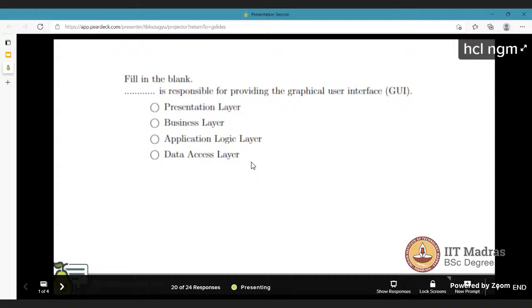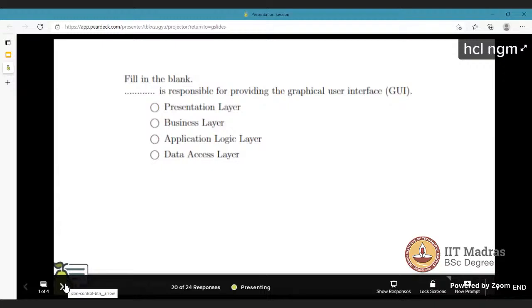And the data access layer. When that layer will handle the data, I mean, saving data and retrieving data from there. That's correct. Okay, then, sir, we can head to the next question, right?